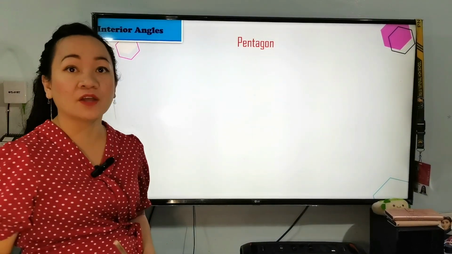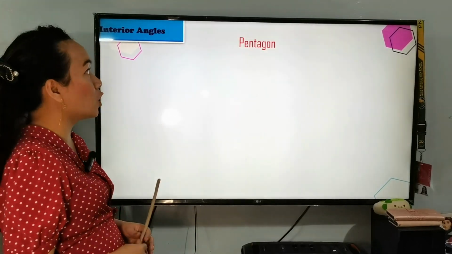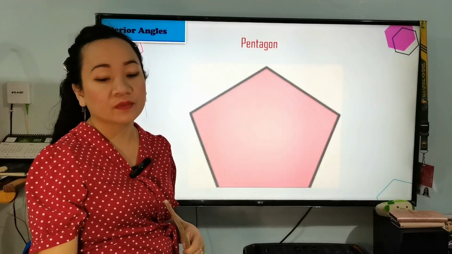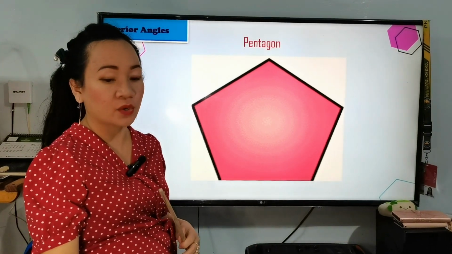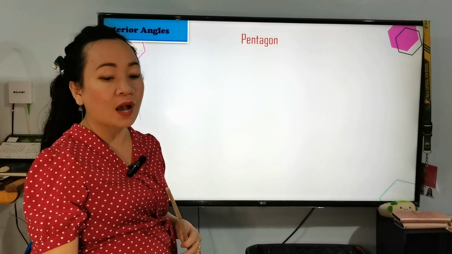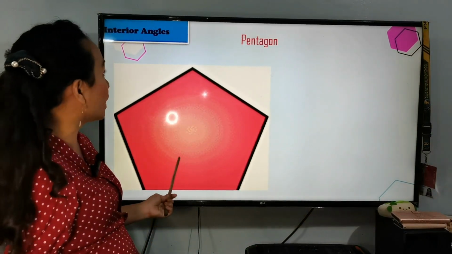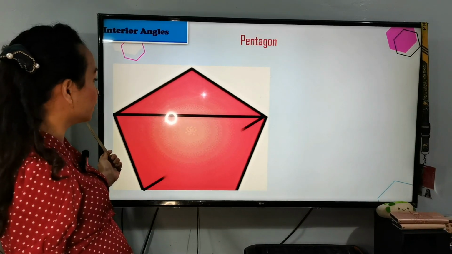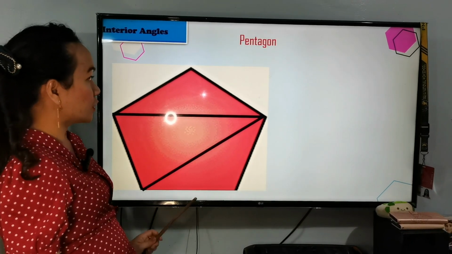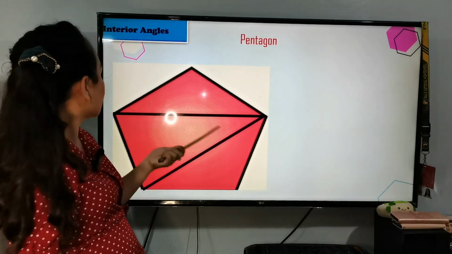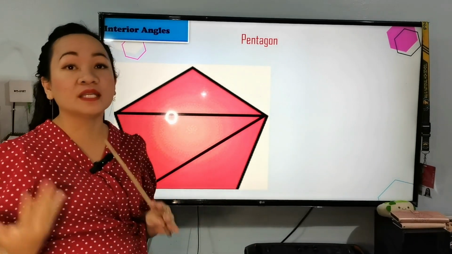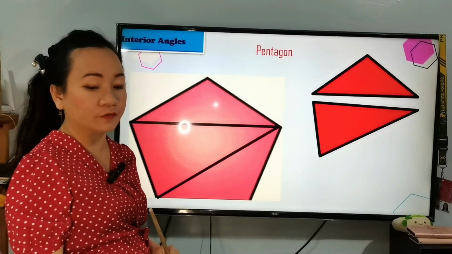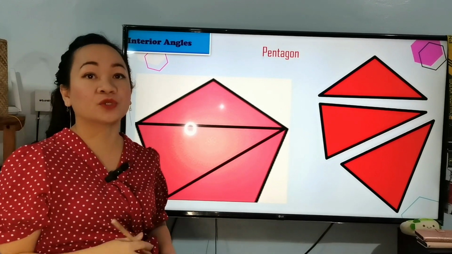Suppose we are given another polygon. This is what we call a pentagon. When we say pentagon, it has 5 sides. So again, out of this pentagon, we are going to draw diagonal lines. Here, the first diagonal, and the second one. So after adding the diagonal lines, how many triangles are formed? We have 3 triangles.